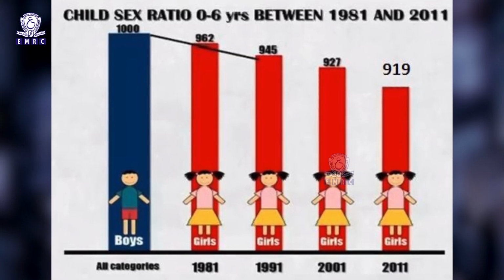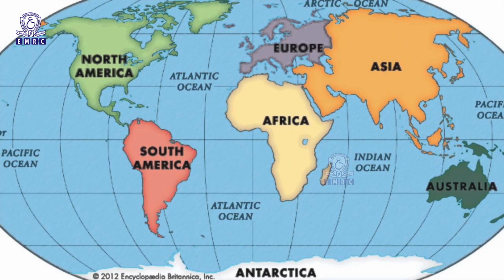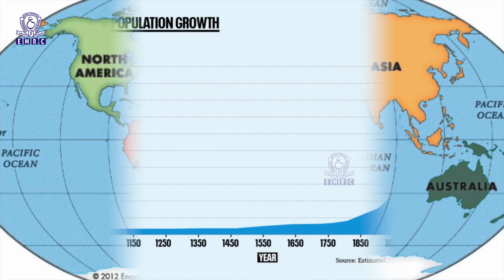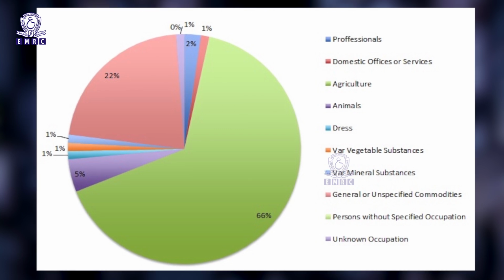Sex ratio is an index of balance between males and females in a given population. It is measured in terms of number of females per 1000 males. Sex ratio has a profound effect on other demographic features like growth of population, marriage rates, occupational structure, etc.